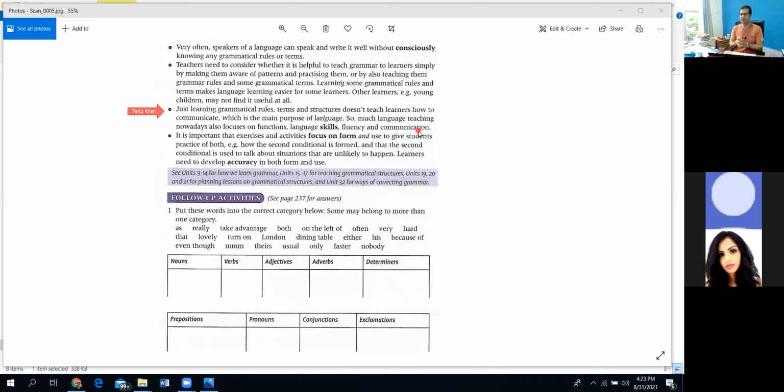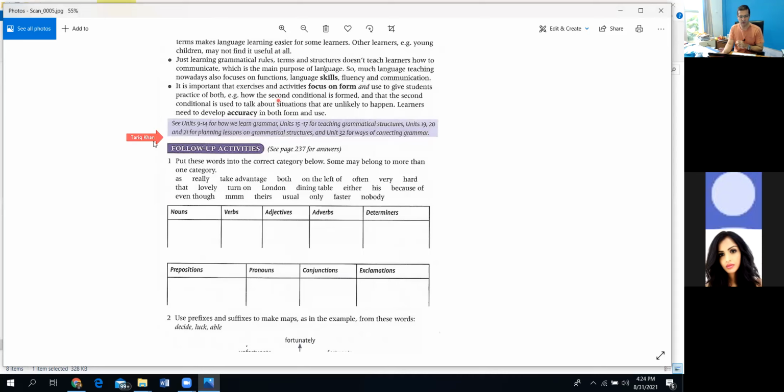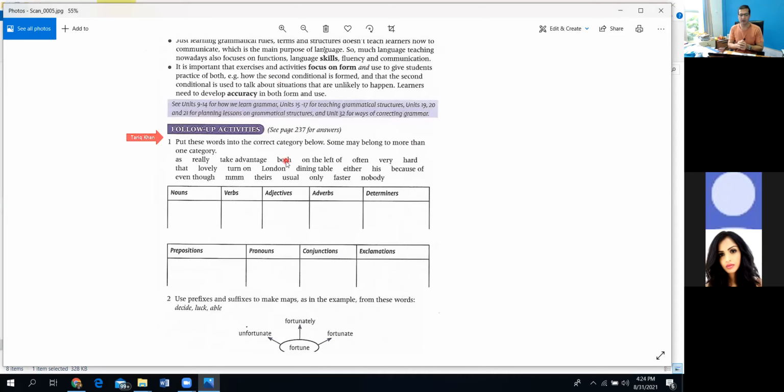And there are a lot of books nowadays which are based on that. They teach practical things with the grammar rules, not teaching the grammar rules in isolation. And isolation will not work. If you are teaching isolated rules, no, you need to give an example of the practical function of it as well. Right. Last point, it's important that exercises and activities focus on form and use and give students practice of both. For example, the second conditional, that's the same thing, the use of the rules. Right, that's it.